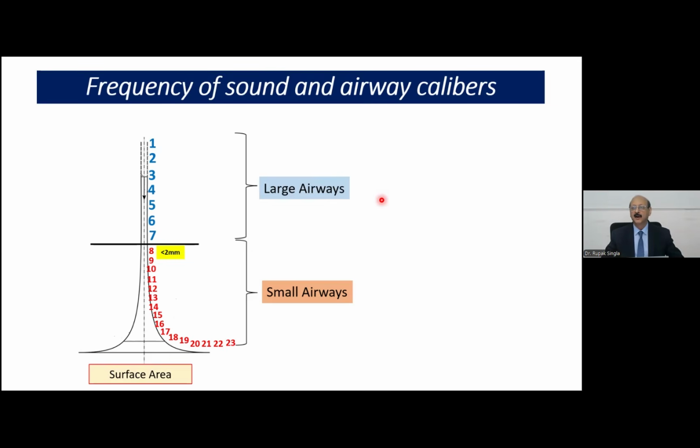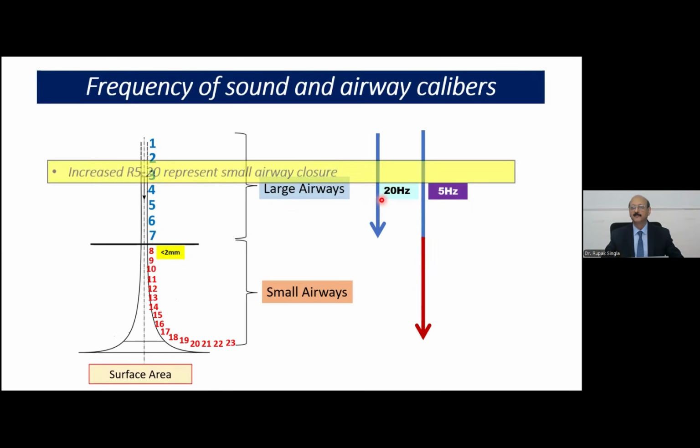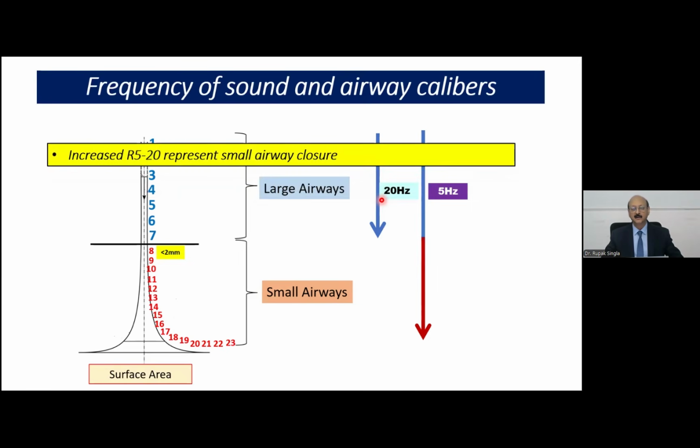We have the larger airways up to the 7th generation bronchi, and from the 8th generation onward, we have the smaller airways, which are less than 2 millimeters in size. The higher frequencies, like 20 Hertz, travel only up to the larger airways, and the low frequencies, like 5 Hertz, travel right up to the smaller airways, that is, the periphery of the lung. If the difference between the resistance at 5 Hertz and 20 Hertz is increased, it indicates that the small airways are closed.